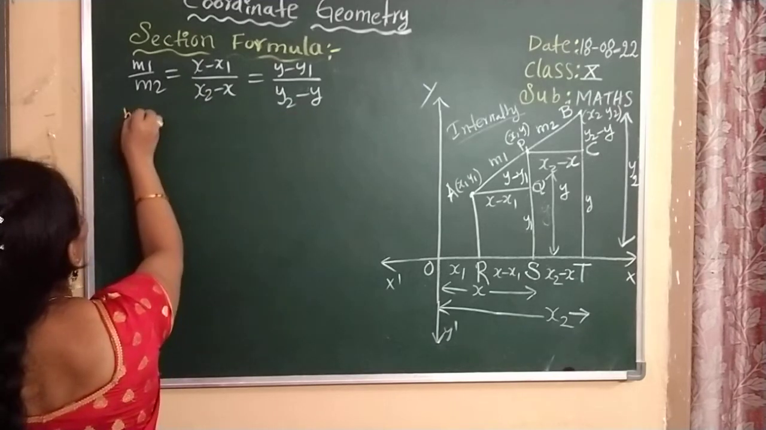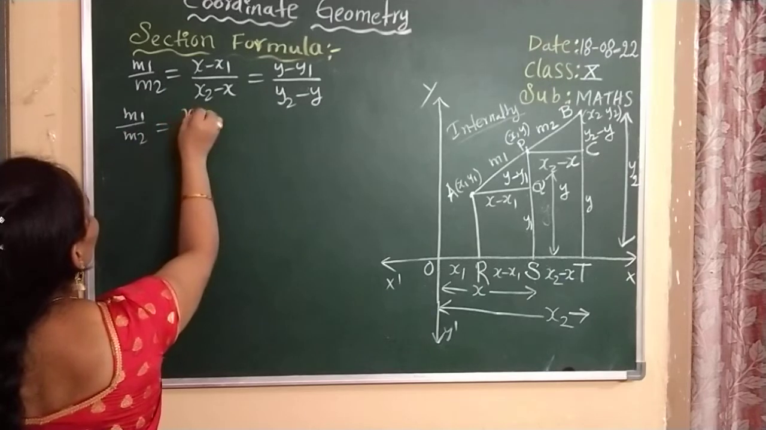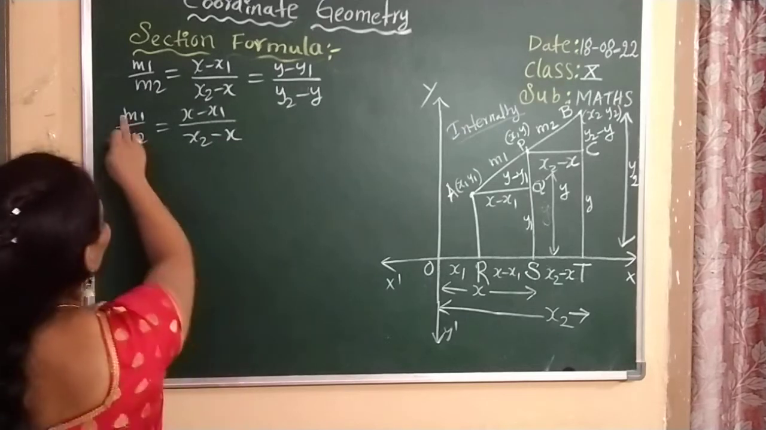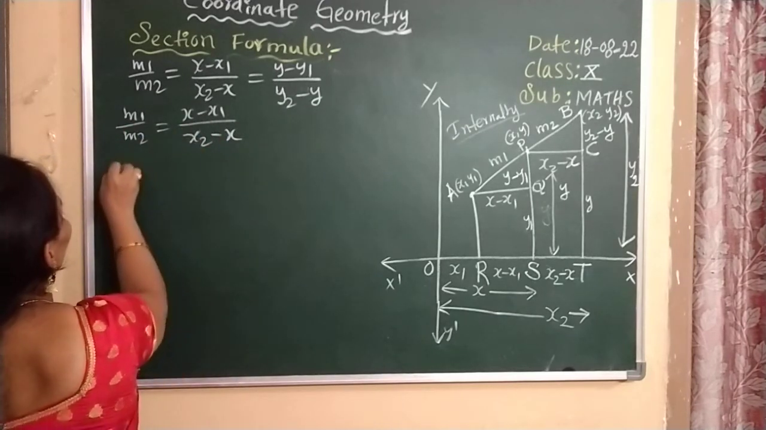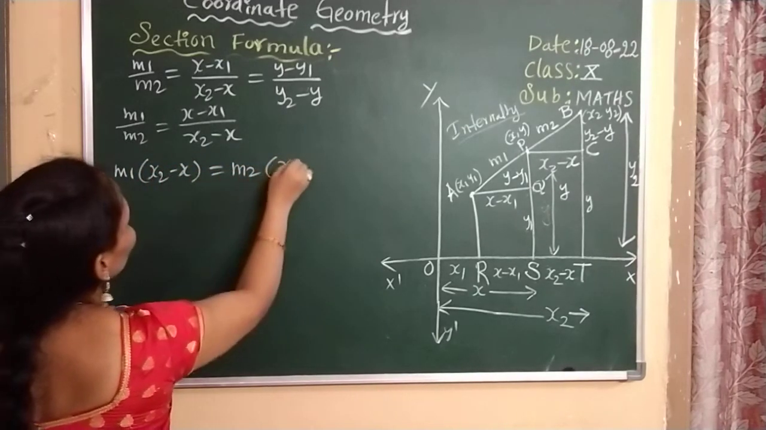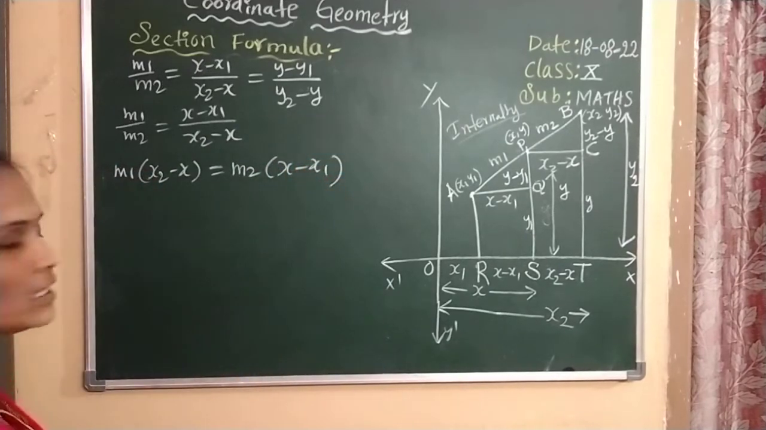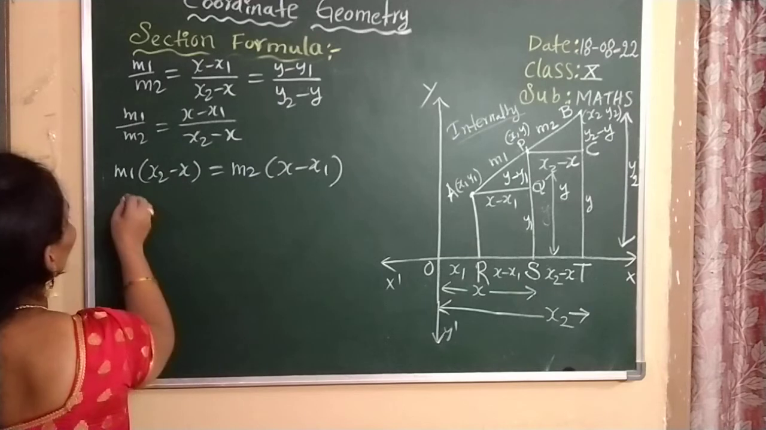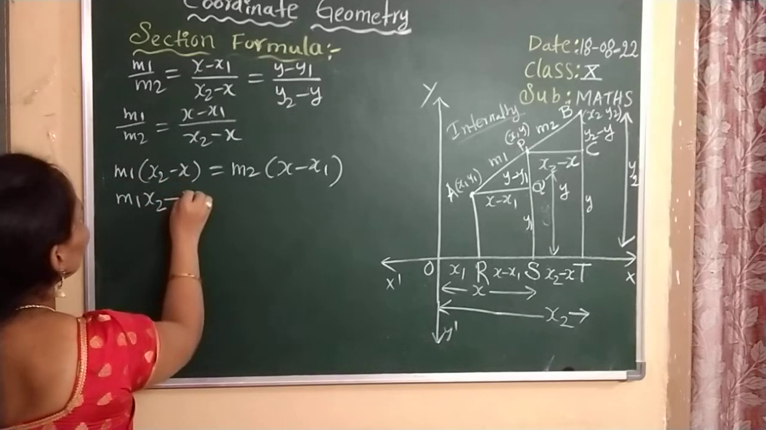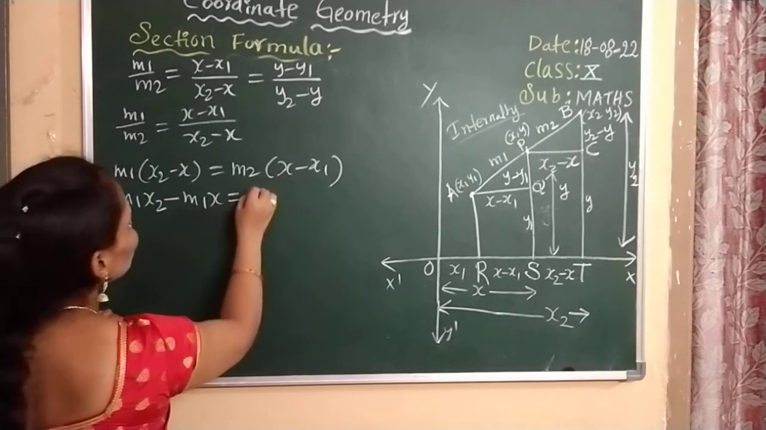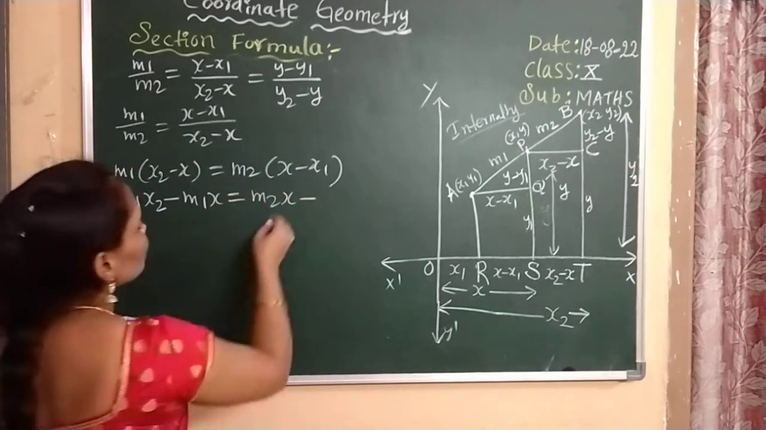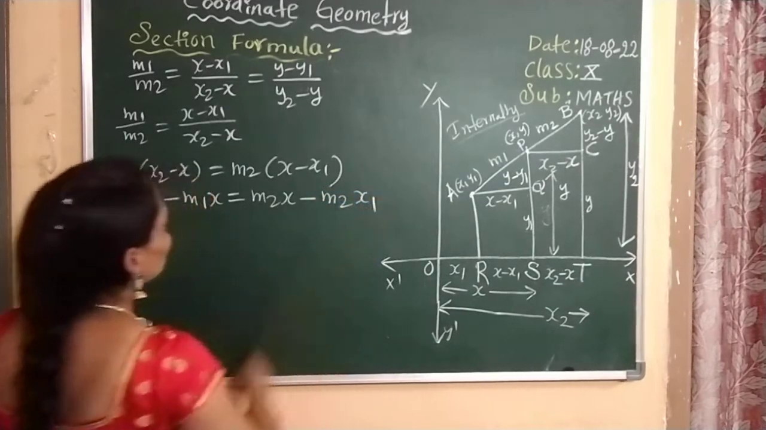Let us take m1 by m2 is equal to (x minus x1) by (x2 minus x). Now do cross multiplication. Here m1 into (x2 minus x) is equal to m2 into (x minus x1). Now multiply: m1 into x2 minus m1 into x is equal to m2 into x minus m2 into x1. Here any symbol not there means plus only.